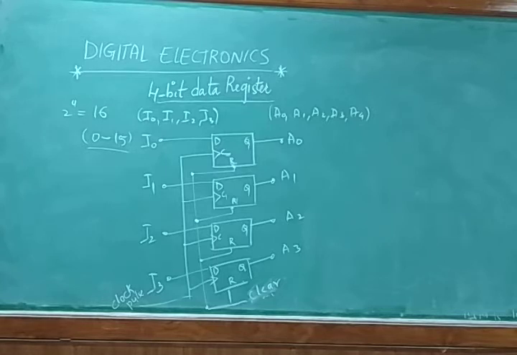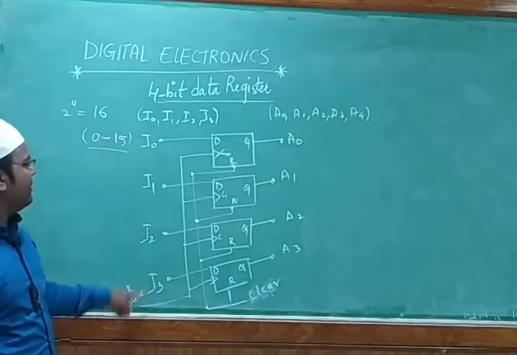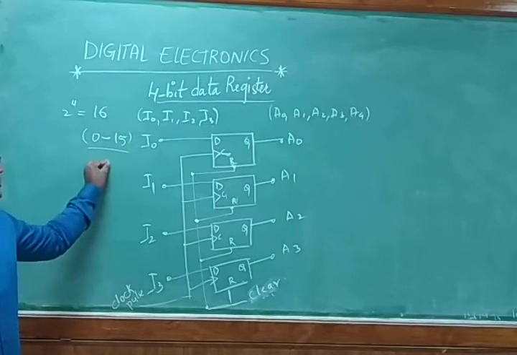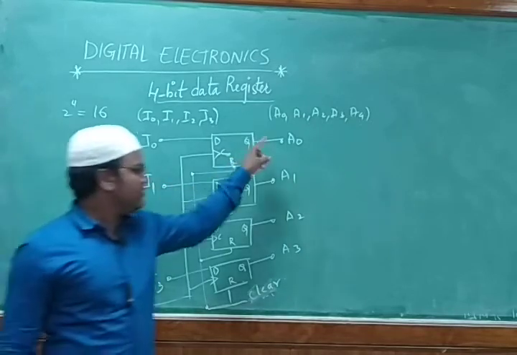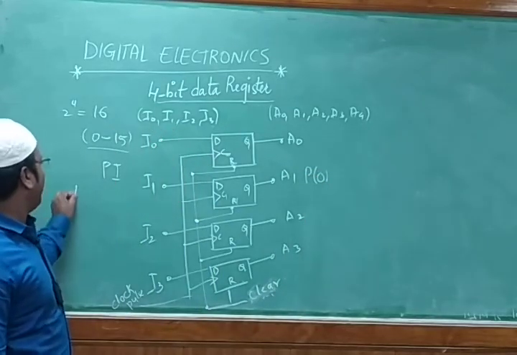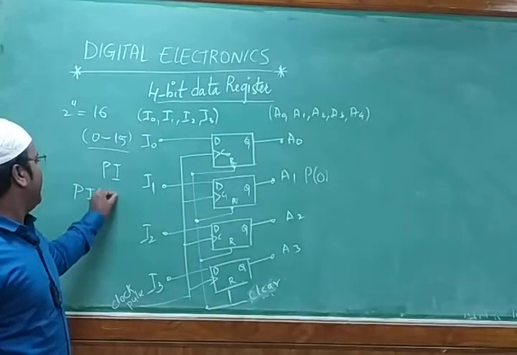Clear? So this is the way we write one data. So as we are giving it in what form, students? This is parallel in. We are giving PI, right? All bits are in parallel form. This is PI, parallel in. What are the outputs? It is also parallel out. So this is called PIPO form, parallel in and parallel out.